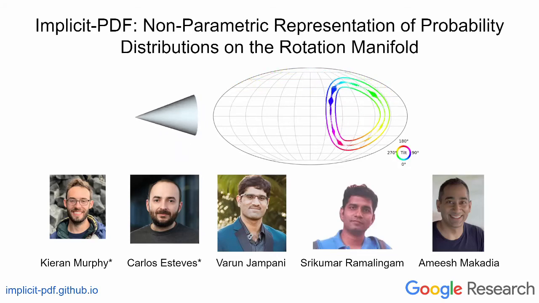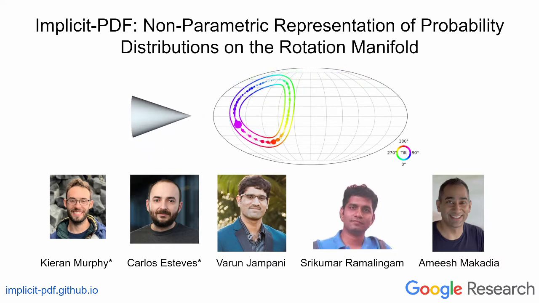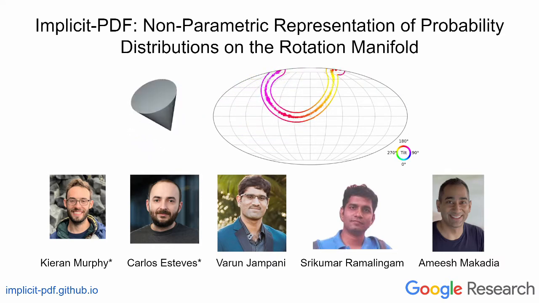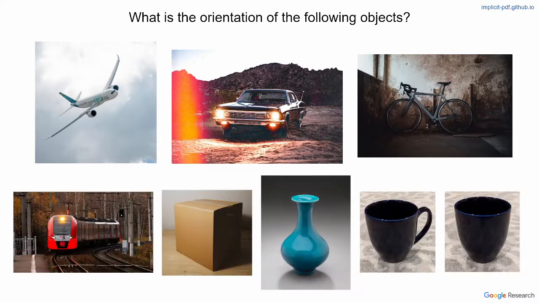We introduce Implicit-PDF, a method to represent expressive probability distributions over the rotation manifold for general pose estimation. Consider assigning an orientation to the objects in the images shown. For these three, it is unambiguous. However, in many cases, symmetries and uncertainty make the problem of assigning a single orientation per scene ill-defined.